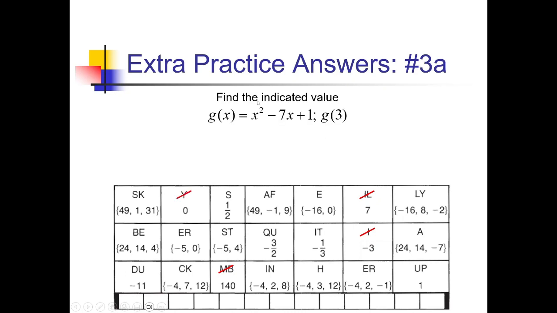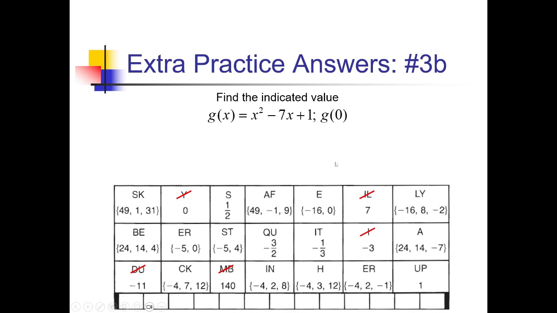For 3a, we've got the x squared minus 7x plus 1 function, plugging 3 into that. So that's 3 squared minus 7 times 3 plus 1. That's going to be 9 minus 21. 9 minus 21 is negative 12. Negative 12 plus 1 is negative 11. So all that comes out to negative 11. And this is a little more broken down version of what I just did in my head. So negative 11, that's DU, so cross that off.